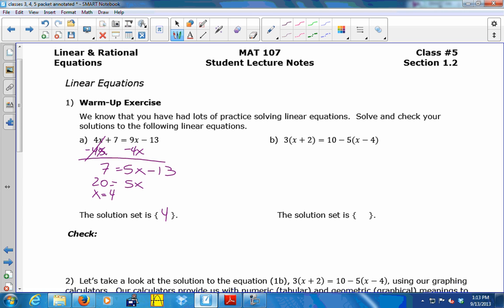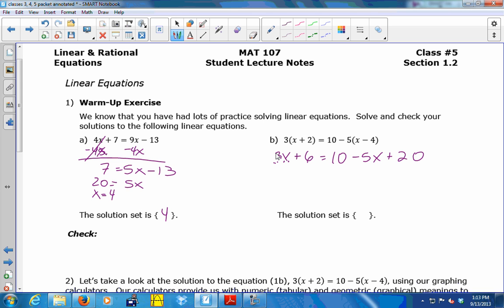All right, so let's look at part B here. We have 3 times the quantity x plus 2 equals 10 minus 5 times the quantity x minus 4. So what do you want to do first in this one? Distribute, yeah. So we want to remove parentheses if they are there by distributing. So I'm going to have 3x plus 6 equals 10. And I'm going to distribute a negative 5 here because of the minus sign. So I have minus 5x plus 20.